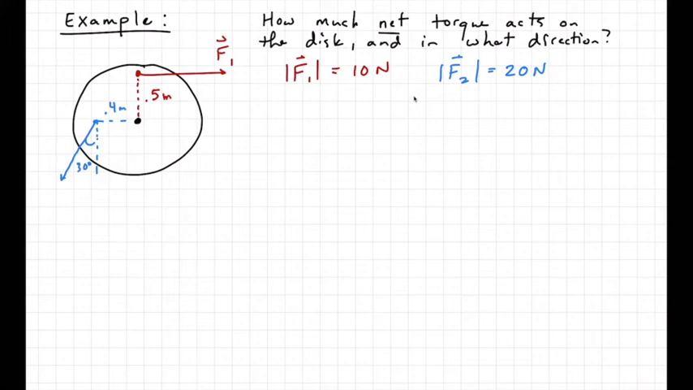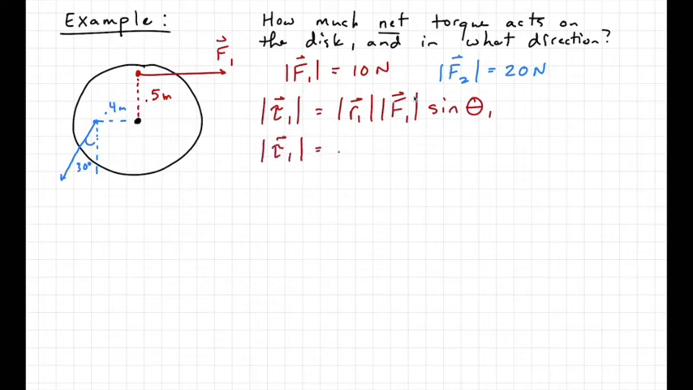Okay, so I've got magnitudes of my forces, and to get the net torque, I want to figure out how much individual torque each force applies and then sum that up. Okay, so let's look at torque 1 first. So the magnitude of the first torque would be equal to R1, F1, magnitudes, times sine of the angle between them. We'll call that theta 1.